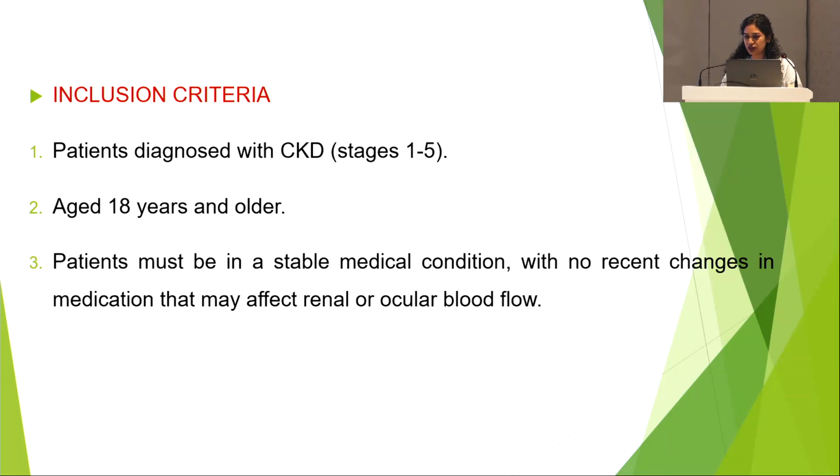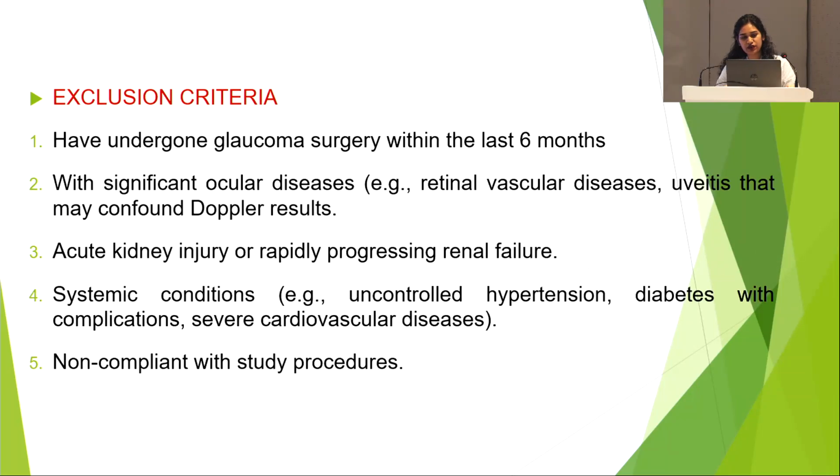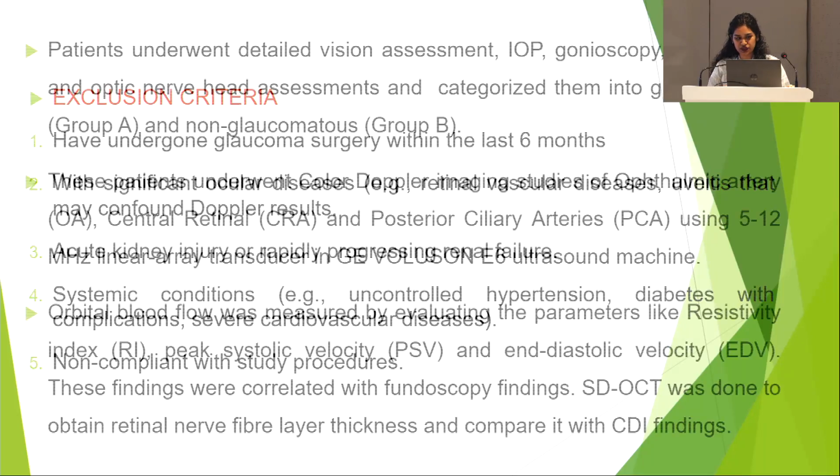Patients must be in a stable condition with no recent changes in medications that may affect renal and ocular blood flow. Exclusion criteria were patients who have undergone glaucoma surgery within the last 6 months, significant ocular diseases, uveitis that may confound the Doppler results, acute kidney injury or rapidly progressing renal failure, systemic conditions such as diabetes, uncontrolled hypertension, severe cardiovascular diseases, and non-compliance with study procedures.